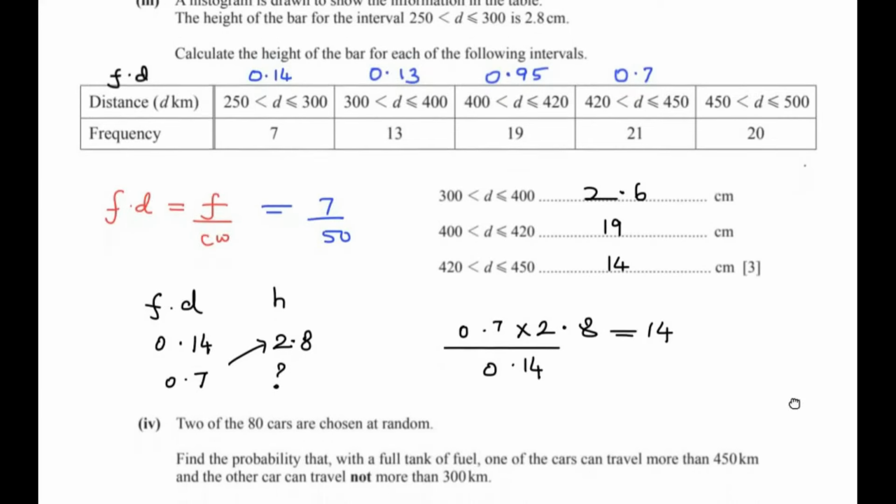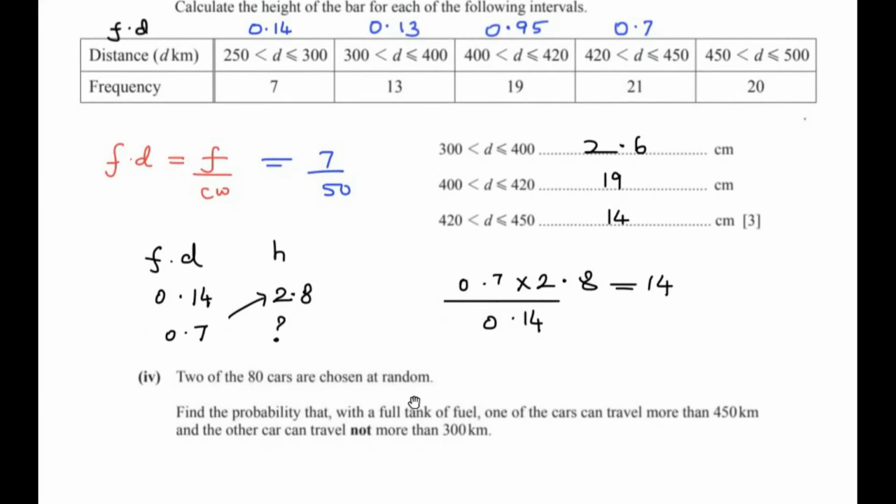Now moving on to the next question. 2 of the 80 cars are chosen at random. Find the probability that with a full tank of fuel, one of the cars can travel more than 450 km and the other car can travel not more than 300 km. This is a probability question and it is given that 2 cars are chosen at random out of the 80 cars. So let us write here 2 since 2 cars are chosen.